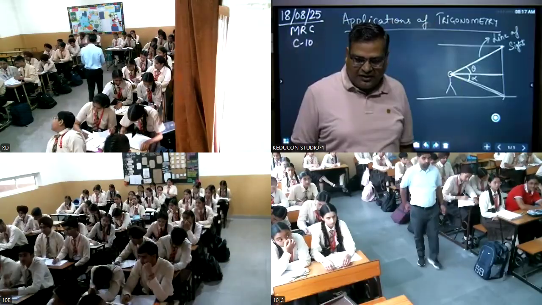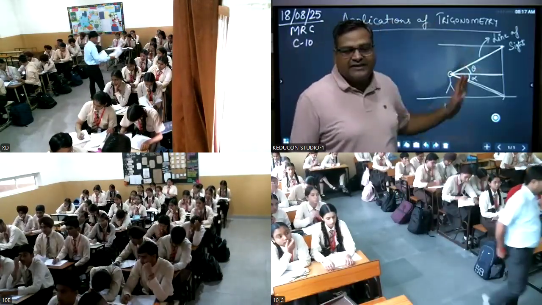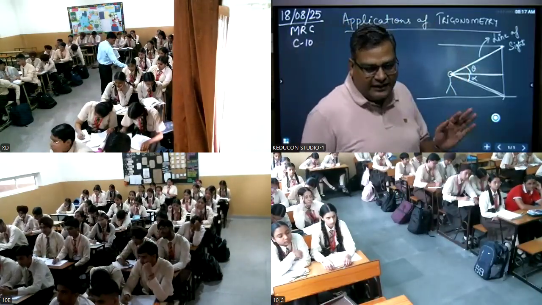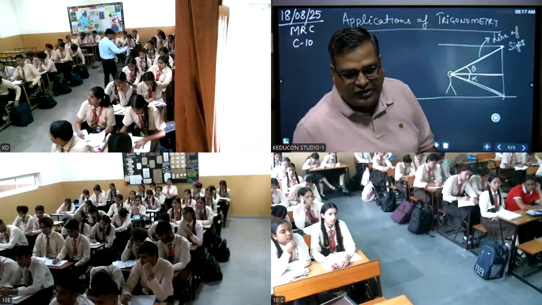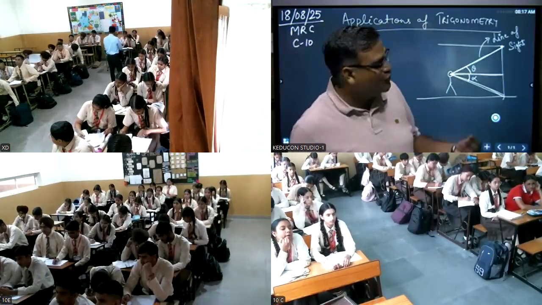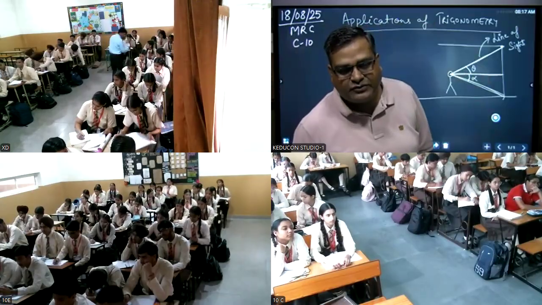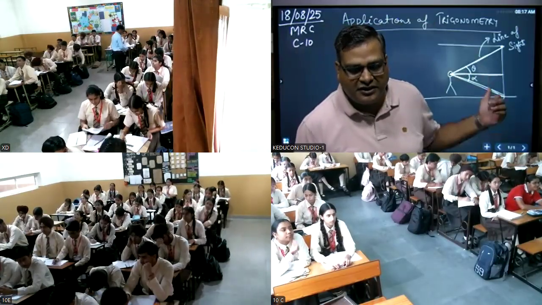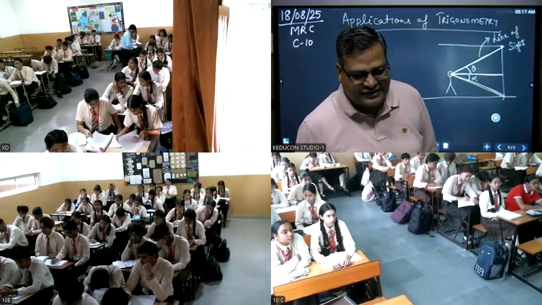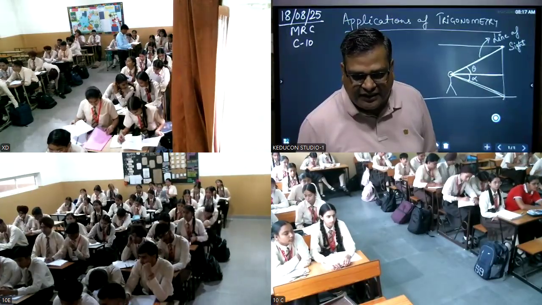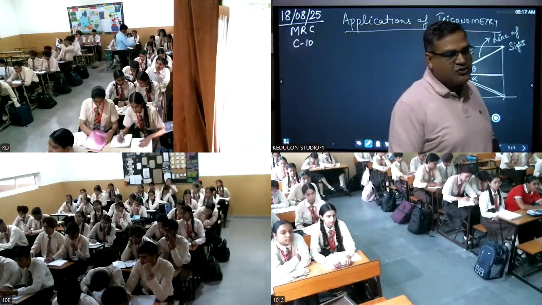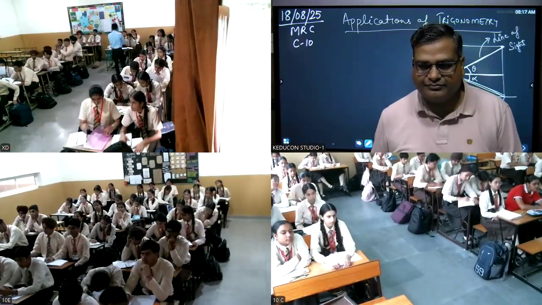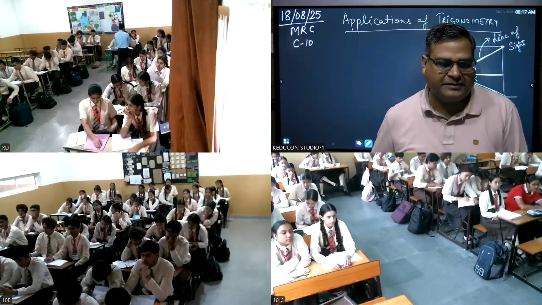Is it okay? If you understand these three things, line of sight, angle of elevation, angle of depression, right? So these are the three basic concepts of your trigonometry's application. Is this clear? Now can you tell me where this concept is used?